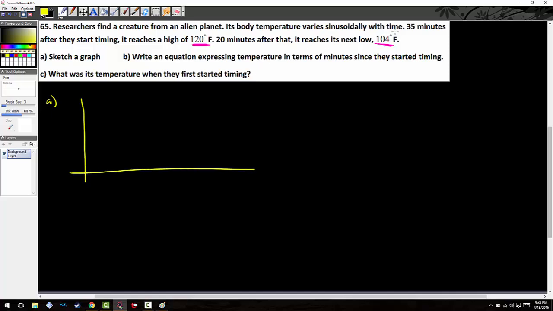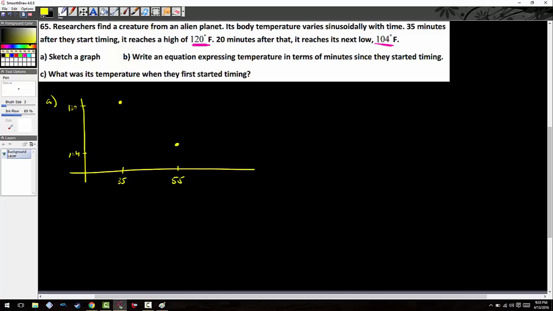It looks like the first known time that I'm being given is this 35 right here. So 35 can safely go there. And at that point in time, the alien's body temperature was 120 degrees Fahrenheit. And they said 20 minutes after that, it reaches its low of 104. So I know that at time equals 55, I'm at my 104.